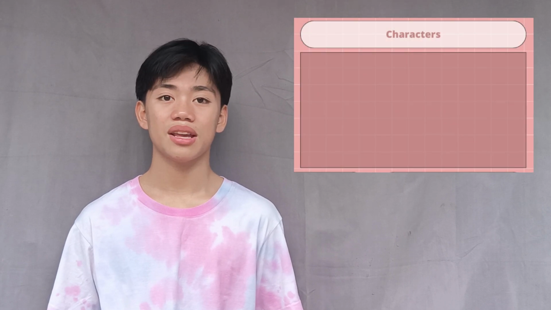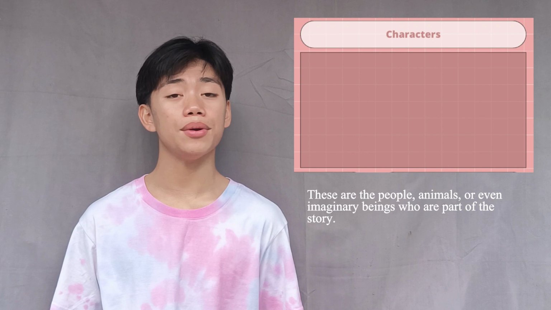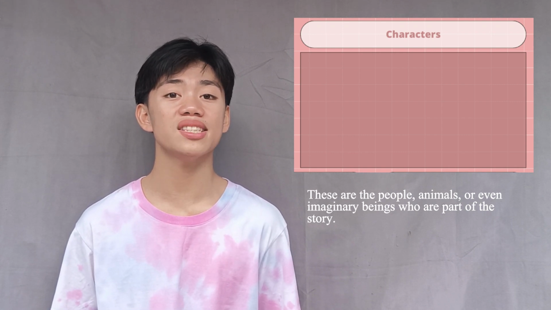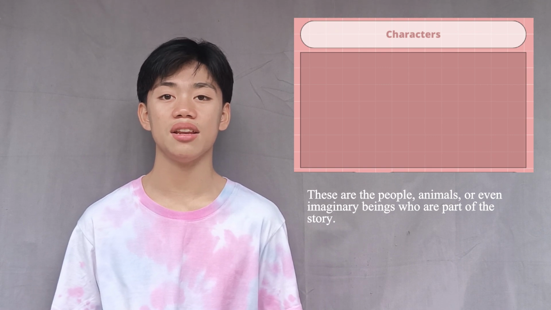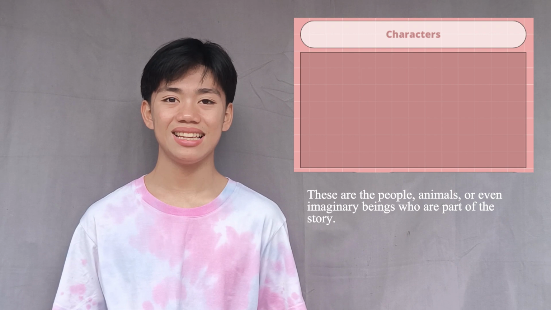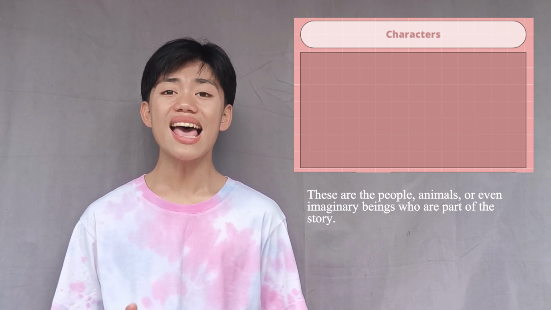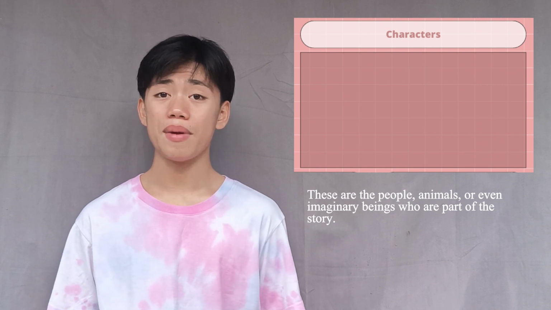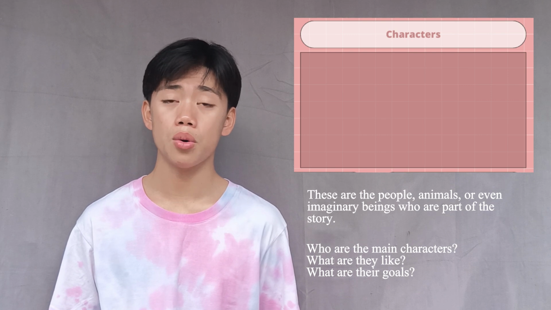Next, we have section two, the characters. These are people, animals, or even imaginary beings who are part of the story. Identifying the main characters and understanding their roles, motivations, and relationships is key to comprehending the plot. Ask yourself, who are the main characters? What are they like? What are their goals?